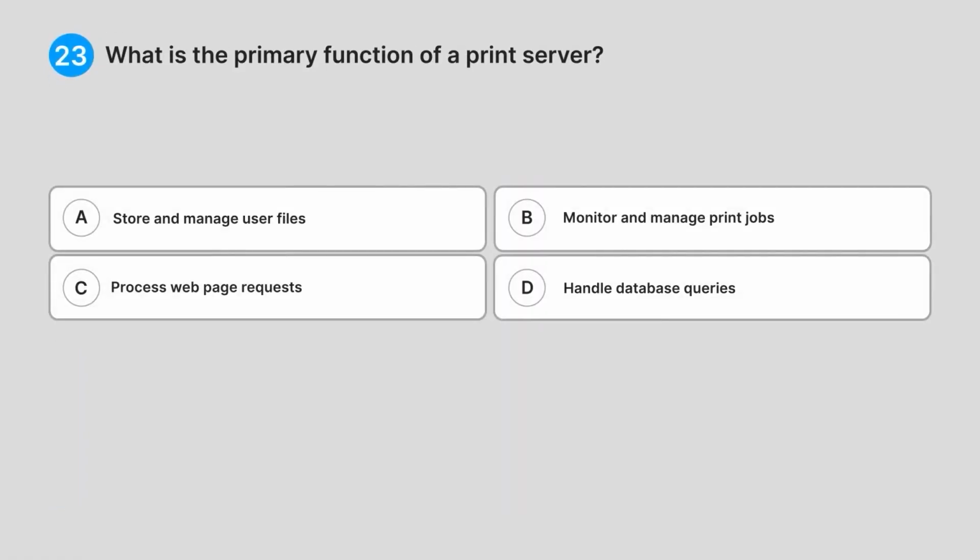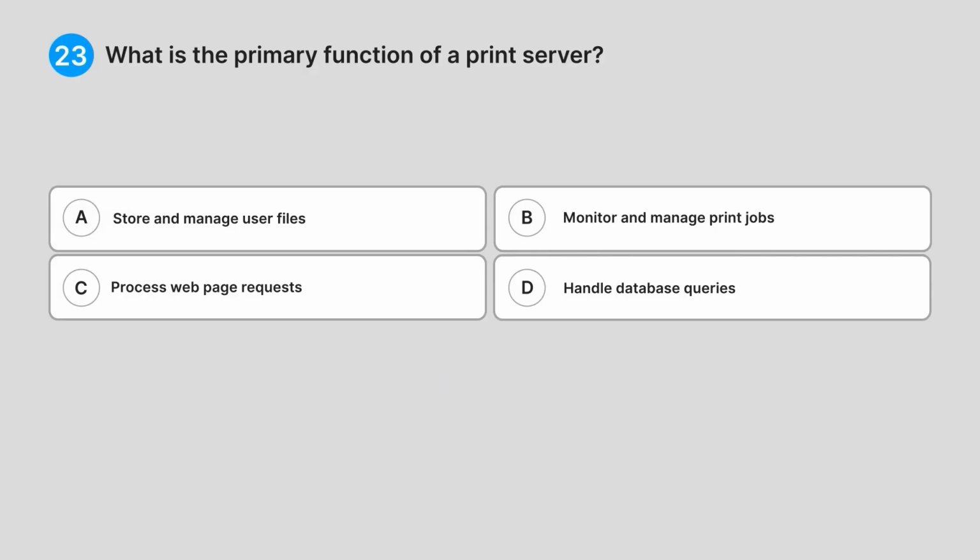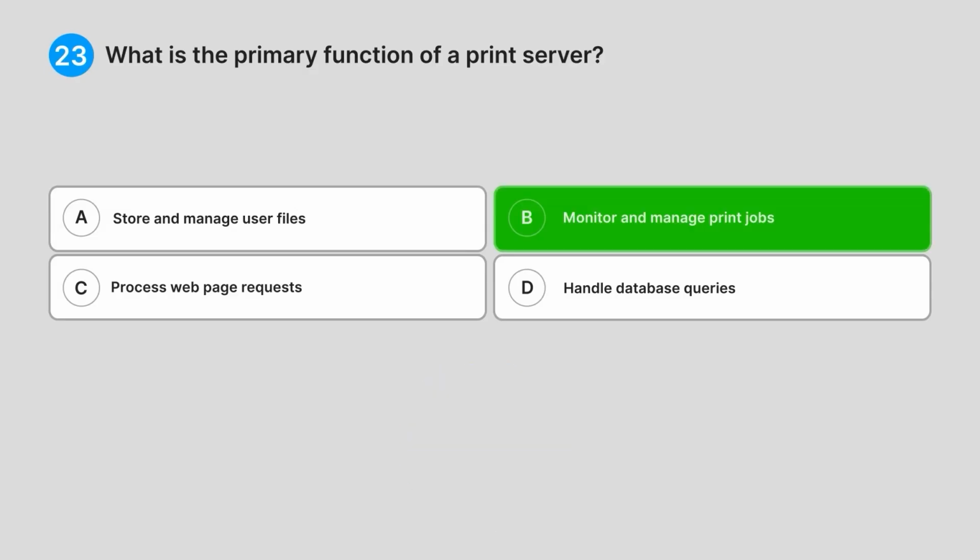23. What's the primary function of a print server? A. Store and manage user files. B. Monitor and manage print jobs. C. Process web page requests. D. Handle database queries. Can you guess the answer? Correct answer, B. Monitor and manage print jobs.